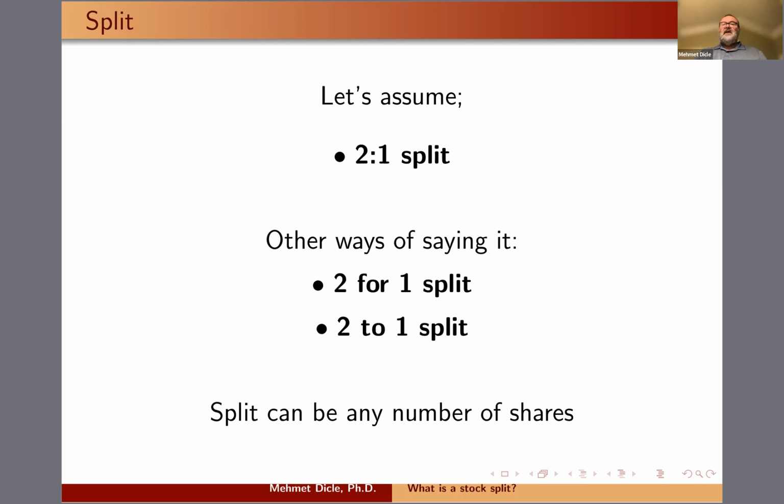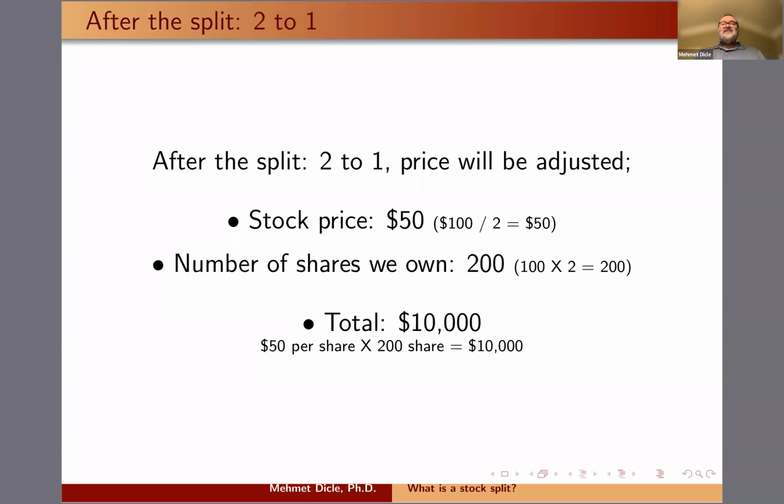2-to-1, etc. A split can be any number of shares, so 10-to-1, 5-to-2. It's up to the company to decide whatever split they actually want to go with. Now, after the 2-to-1 split, as per my example, the price will be adjusted. It's an automatic adjustment, and the stock price, because it's 2-to-1, will be halved. So $100 divided by 2, that's $50.